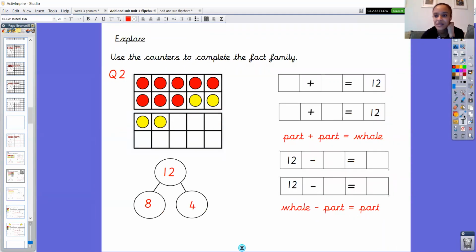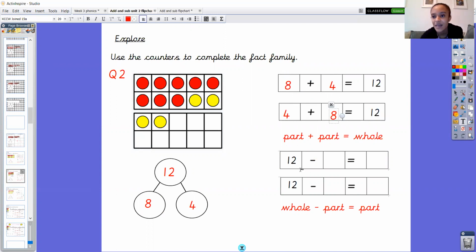Fantastic, okay, so like we did with the last one, if we just look at the first part, the first part is 8. So 8 add, well, my other part is 4. So 8 add 4 equals 12. And then I want to swap those around so that I've got the parts the other way. So 4 add 8 equals 12.